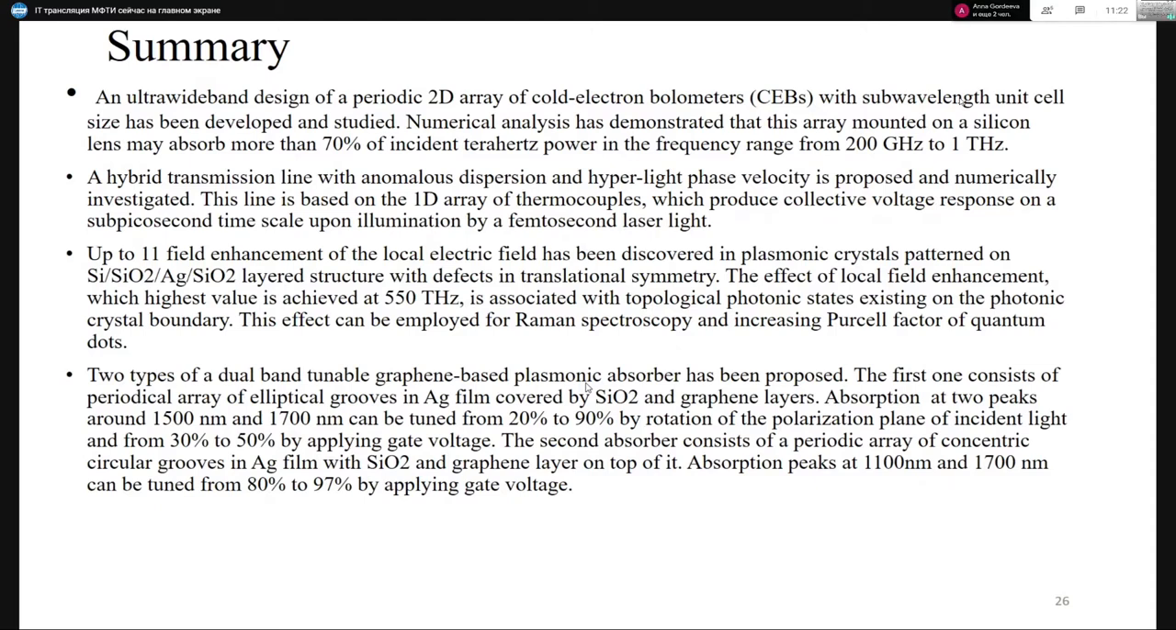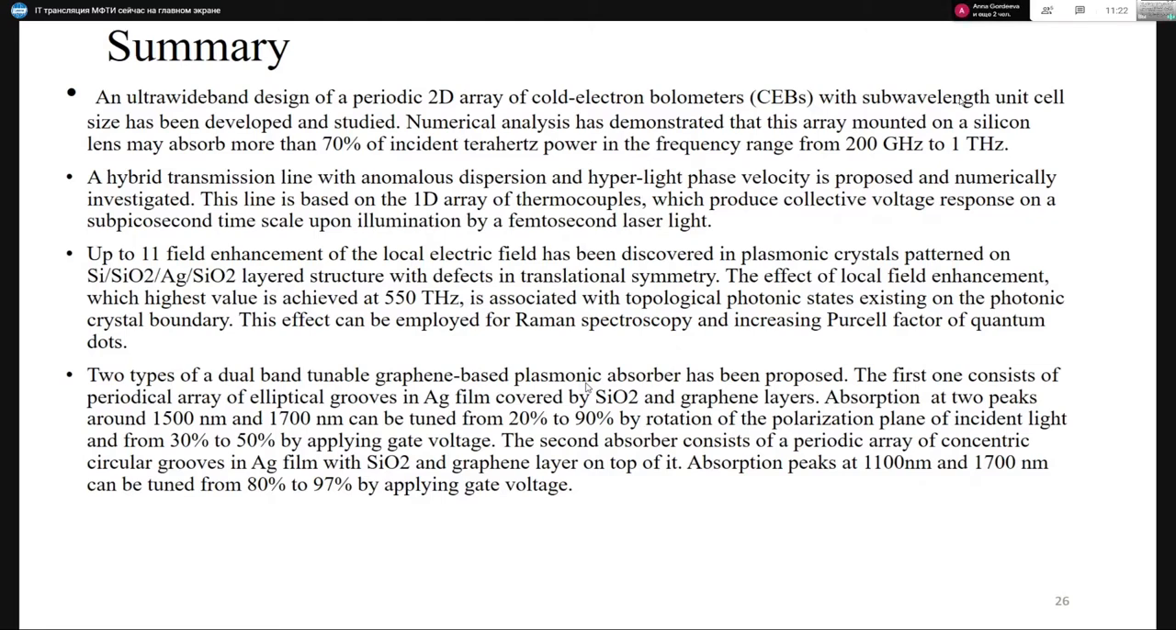In the second structure, we show that up to 11 or 12 enhancement of local field can be achieved based on this four-layer and topological symmetry. It's useful for Raman spectroscopy and increasing the Purcell factor for quantum emitters. At the end, we show one and two resonators, two neighboring resonators and an absorber, which we can say are modulators. One of them, from 1,500 nanometer to 1,700 nanometer, can be tuned from 20% to 90% by rotation and 30% to 50% by applying gate voltage.